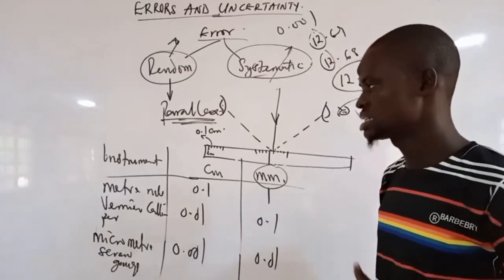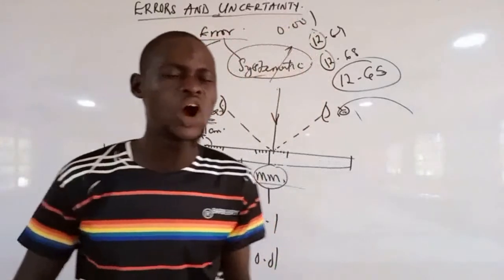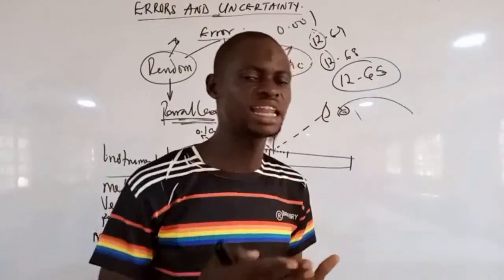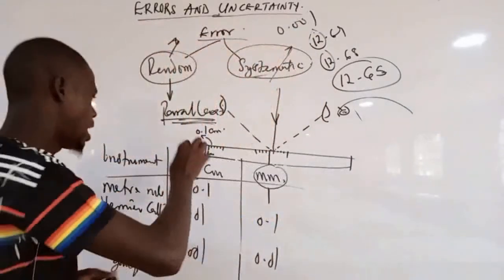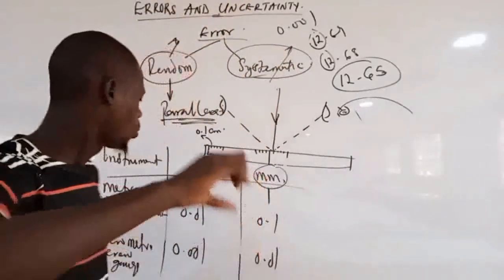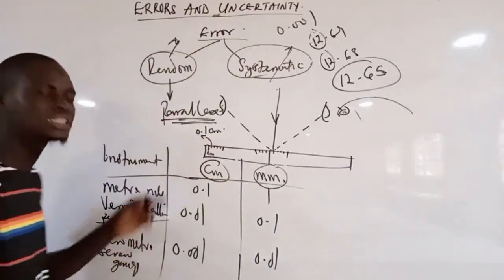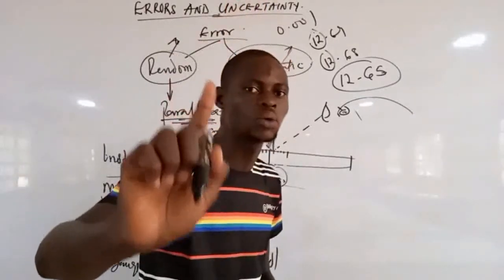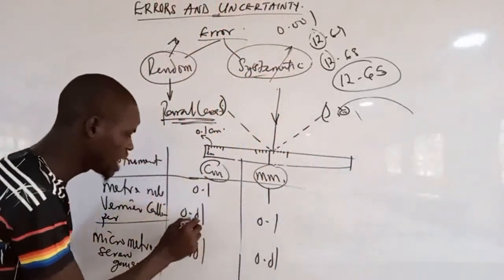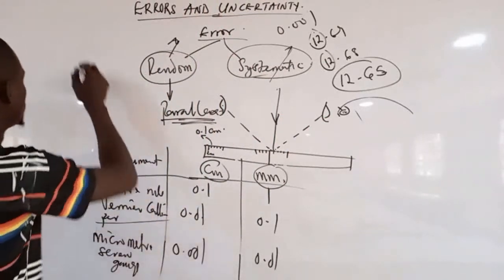I have a question that said, which of the following readings is the correct reading of a Vernier caliper? Now, note something. The question is, which of the following readings is the correct reading of a Vernier caliper which is graduated in centimeter? If the Vernier caliper is graduated in centimeter, what I want you to take note of is that any reading on a Vernier caliper that is graduated in centimeter should be in 2 decimal places. Please take note of this.